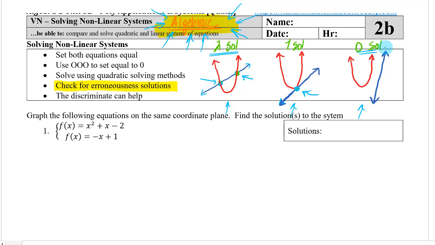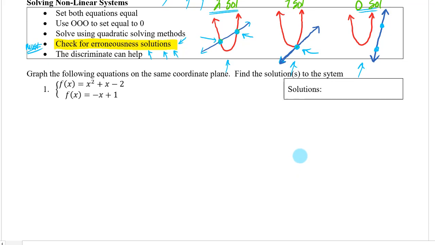So those are the three things, which to us means that we must check for erroneous solutions, meaning solutions that don't work, because when we check this, it may indicate 2 points, but they're not going to be solutions. So we're going to have to plug them back in, or we're going to graph them to visually see if those are valid solutions. So that is a must do here: you must check your solutions once you've done. So let's go ahead and get right into this.